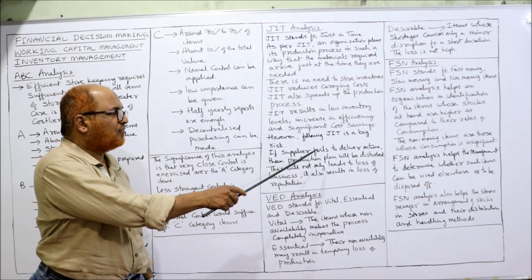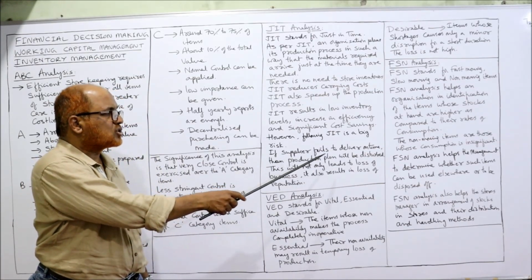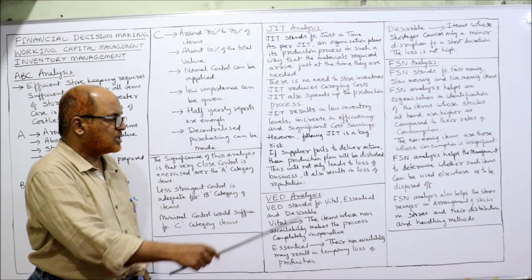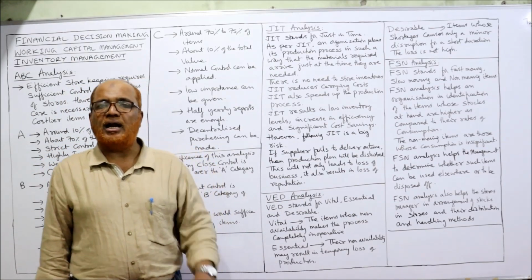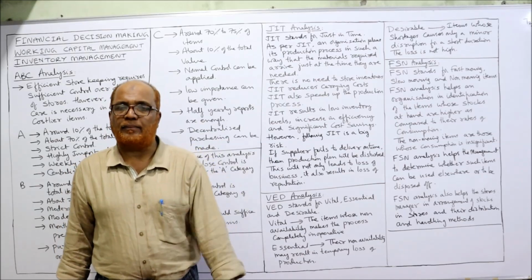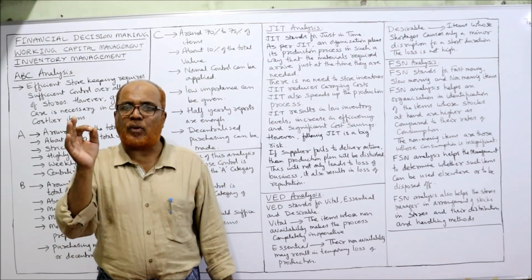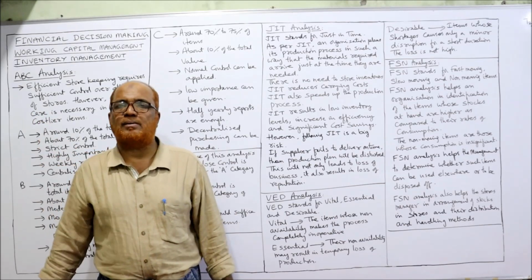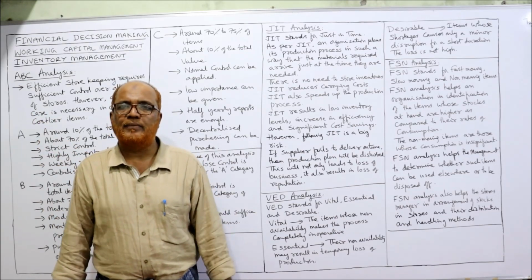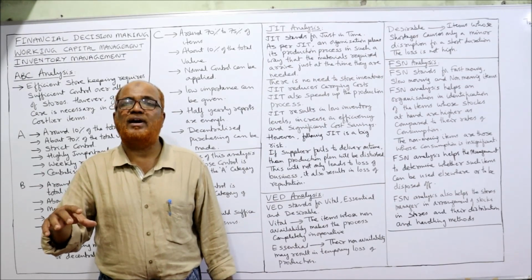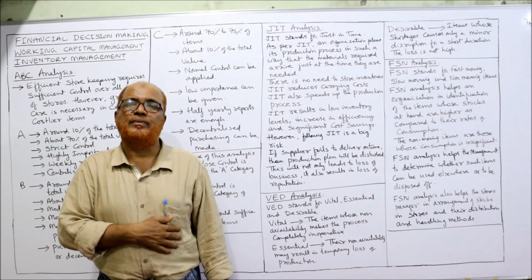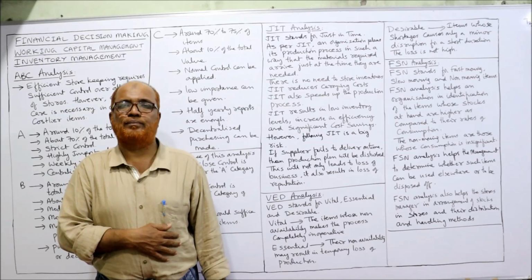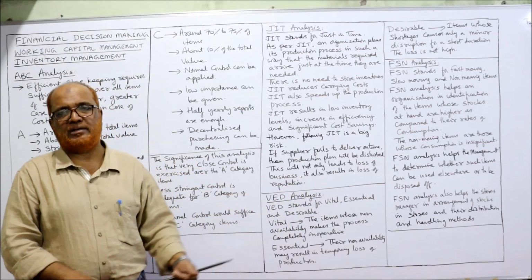If the supplier fails to deliver on time, then the production plan will be disturbed. This will not only lead to loss of business, it also results in loss of reputation. Ultimately it depends on the supplier. If the suppliers are prompt, and there is no excuse on the part of the supplier, then it's okay. But suppose the supplier fails to supply on time, the business will lose its reputation. That is the problem with JIT.